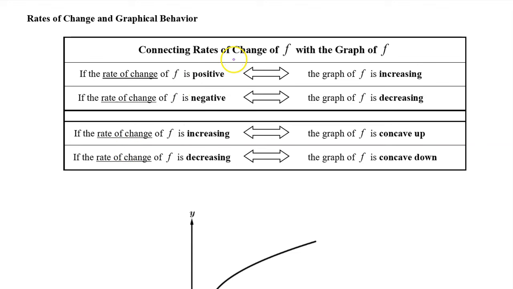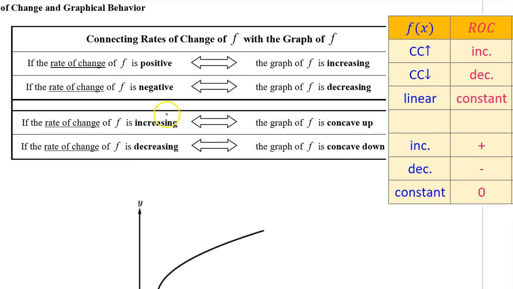I need you to memorize the relationship between the rate of change of f and the graph of f. The rate of change of f will be positive wherever the graph of f is increasing, and the rate of change of f will be negative wherever the graph of f is decreasing. Also, the rate of change of f is increasing wherever f is concave up, and the rate of change of f is decreasing wherever the graph of f is concave down. If this information sounds familiar, it's because all this information is on this chart that I've already asked you to memorize.